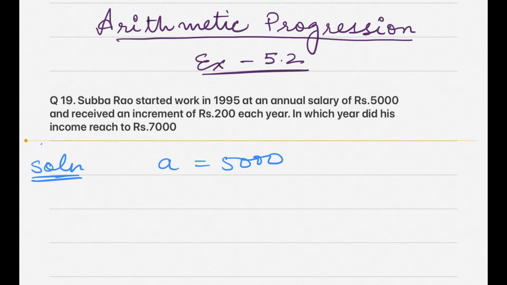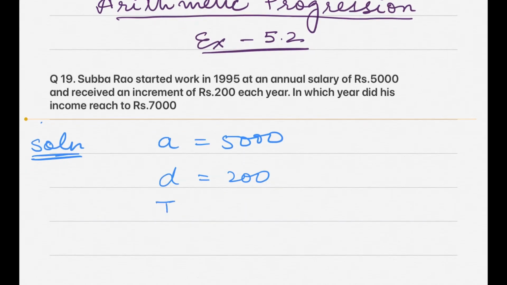So it is the same, right? So the common difference will be the same. Then the salary will increase by 200 every year. So my D is equal to 200 rupees. Now the last term: my last term L is equal to 7,000, because we have to find in how many years it reached and then calculate which year, since they have asked in which year.